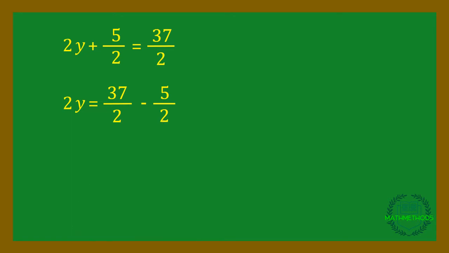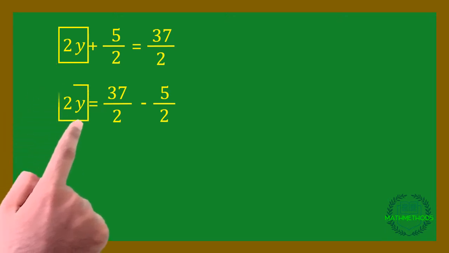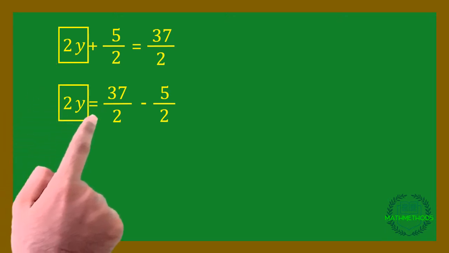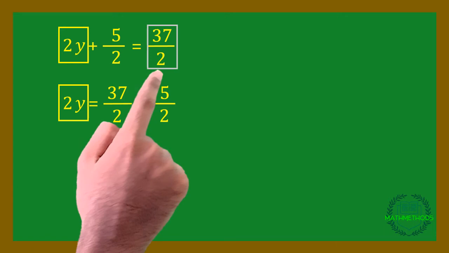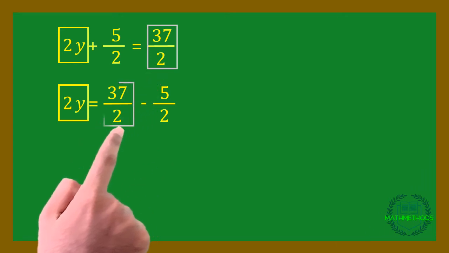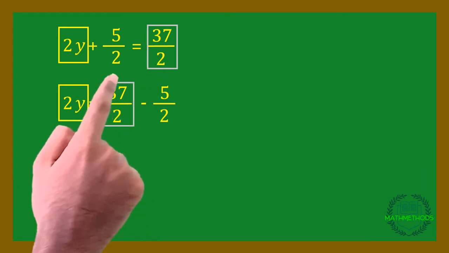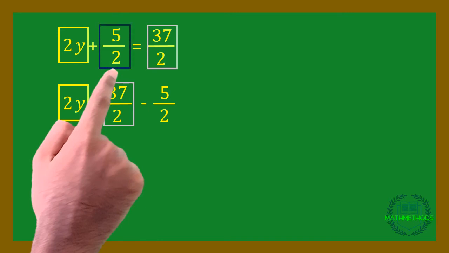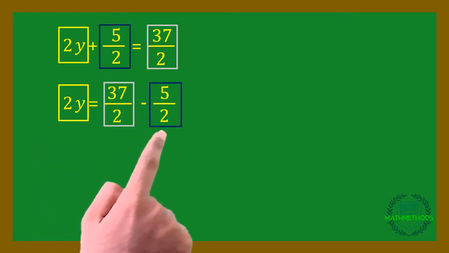Let me repeat the steps for you. First step, write the variable term and put the equal sign after that. Second step, copy the right hand side as it is after the equal sign. And third step, write the remaining terms from the left hand side by changing their signs.